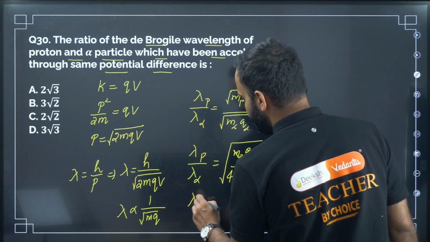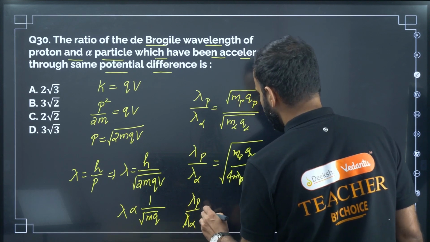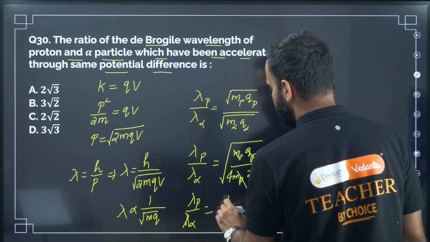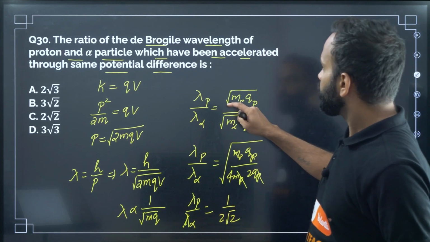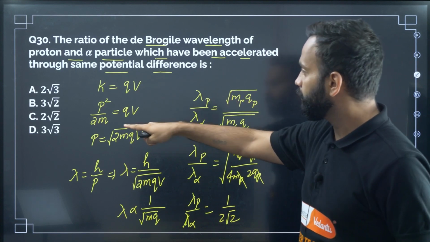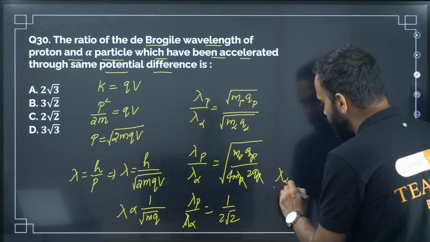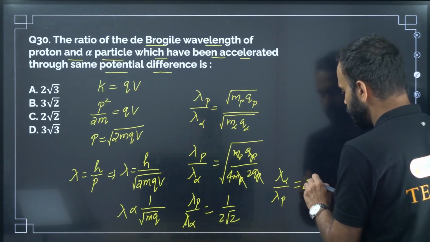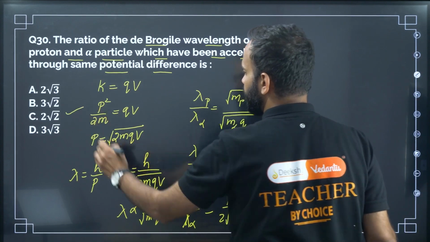So now lambda p divided by lambda alpha is equal to 1 by 2 root 2, right? So 1 by 2 root 2. Okay, so they are asking the de Broglie wavelength of proton and alpha particle, right? But they have given 2 root 2, that is the ratio of the lambda alpha to the lambda p. Okay, sorry, here the ratio of the lambda alpha to the lambda p, that is 2 into root 2. The correct option is C.